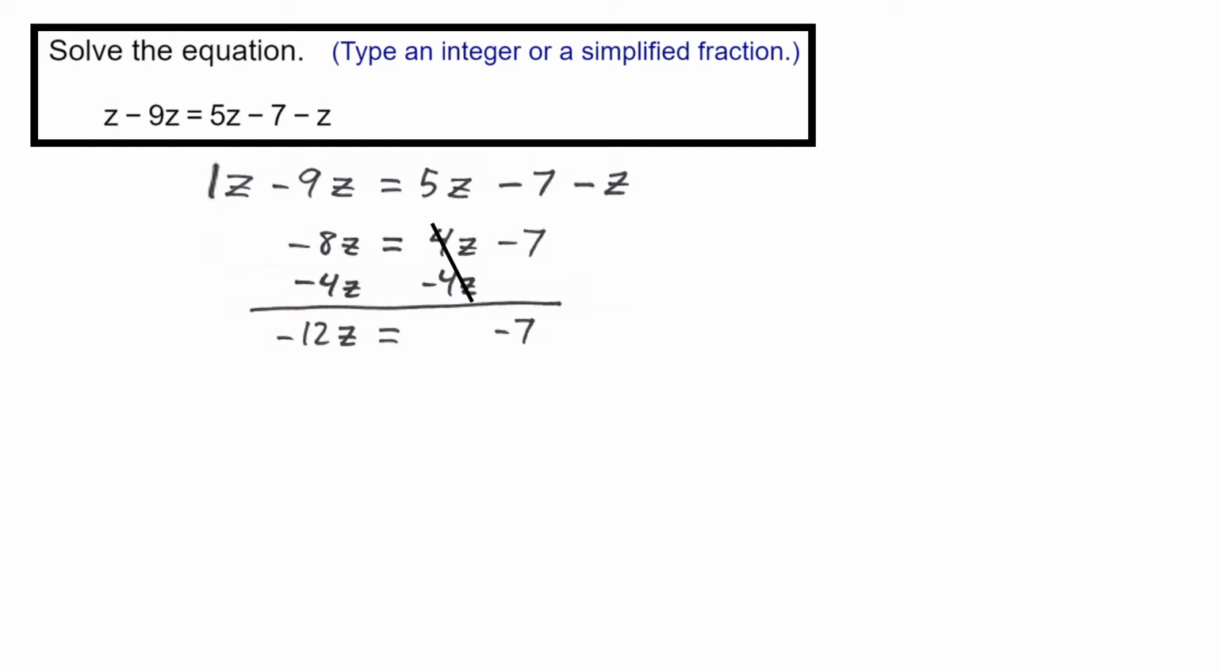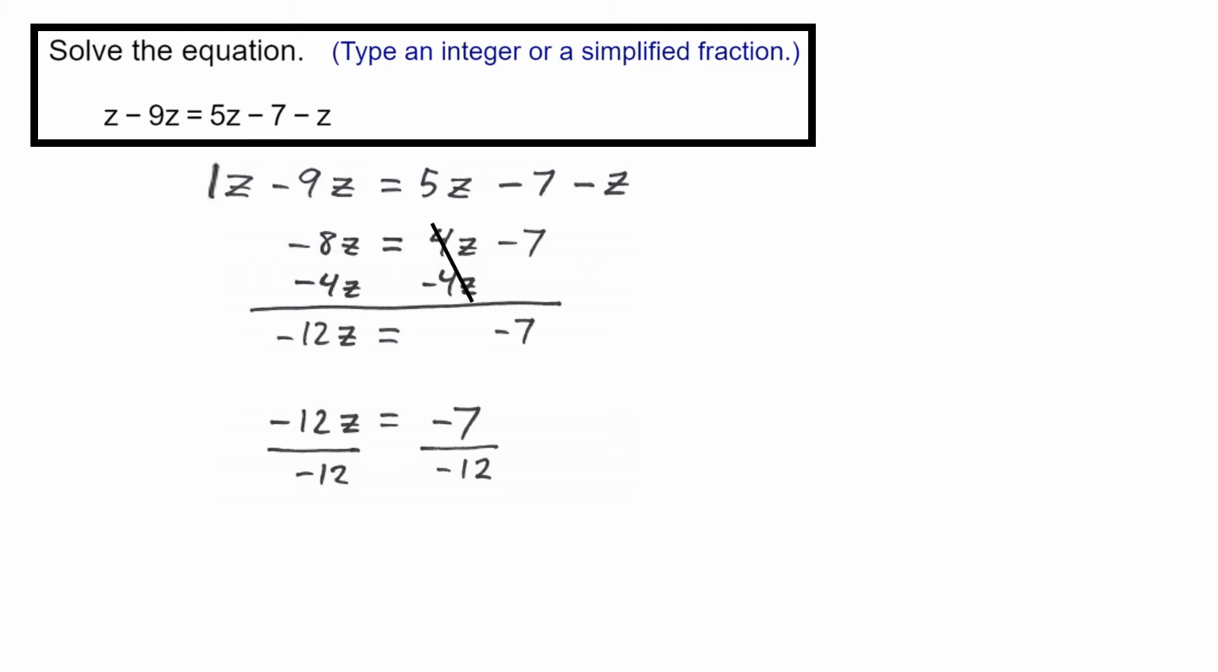Now that I have my z's only on the left and a constant only on the right, I want to get z all by itself. This next step will involve me writing on top of this step, so for the sake of your notes, I'm going to recopy this step first. And then I'm looking at z and noticing that it's being multiplied by negative 12, and I want z by itself. So I have to do the opposite. The opposite of multiplying z by negative 12 is to divide by negative 12. So I do that to both sides.